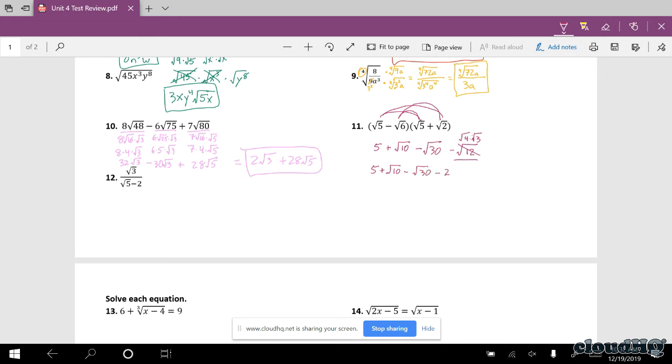So I end up with, on the last one, the square root of 12 becomes 2 square roots of 3. None of those are like radicals. I cannot combine any of them. That is my answer.